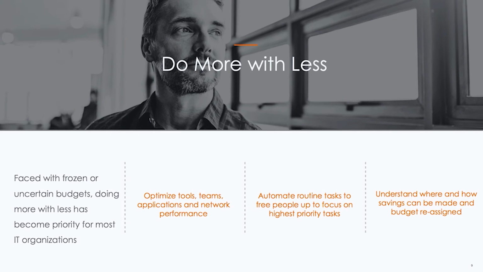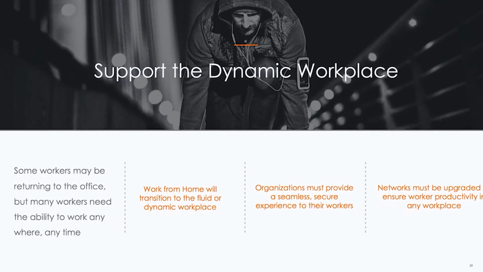So that means using tools, using automation to free people up from doing these routine tasks. Let machines handle that with machine learning, with AI, and have people focus on the priority issues that make a difference to the business. And then finally, understanding where savings can be made.